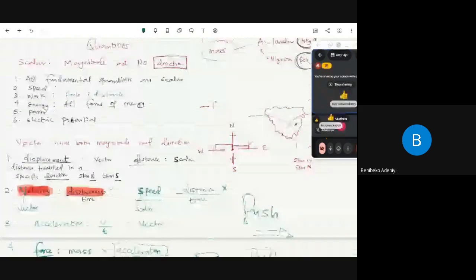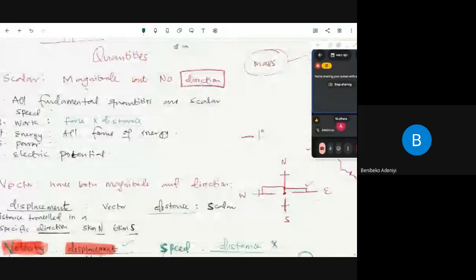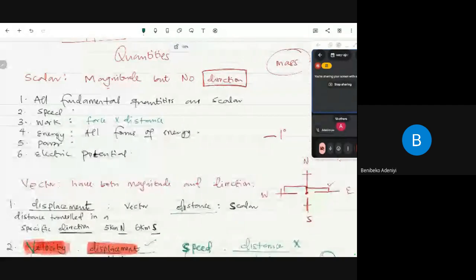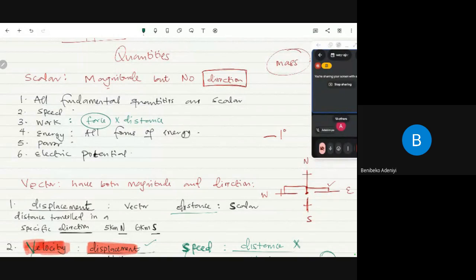Now, look at work, guys. Work is force and distance. Work has force inside it. If we go by our definition that any quantity that has a vector quantity inside would also become a vector, it means that we will be thinking that work is a vector quantity. And I am here telling you that work is scalar.